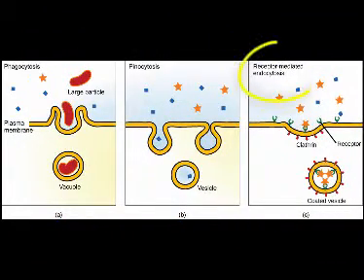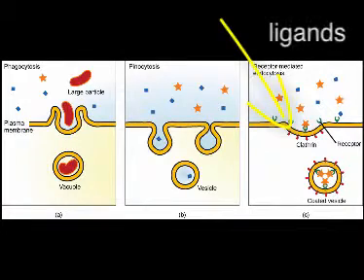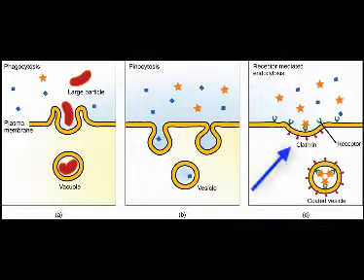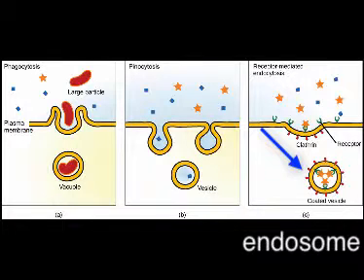Receptor-mediated endocytosis is when receptors on the cell membrane bind to target molecules in the extracellular fluid. These extracellular molecules are called ligands. When ligands bind to the receptors on the cell membrane, the membrane begins to form a dimple, which gets bigger and finally pinches off inside the cell, carrying the ligands within it. This newly formed vesicle is called an endosome.